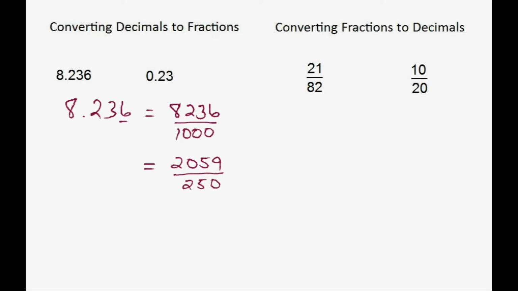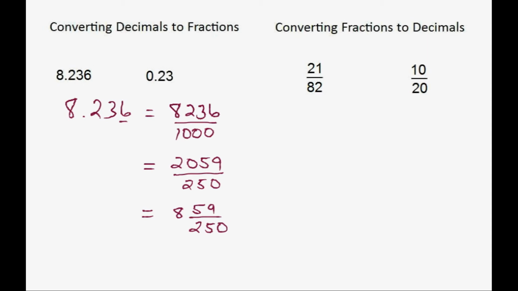Because this is an improper fraction, it can also be converted to a mixed fraction. As a mixed fraction, our answer would be 8 and 59 over 250.